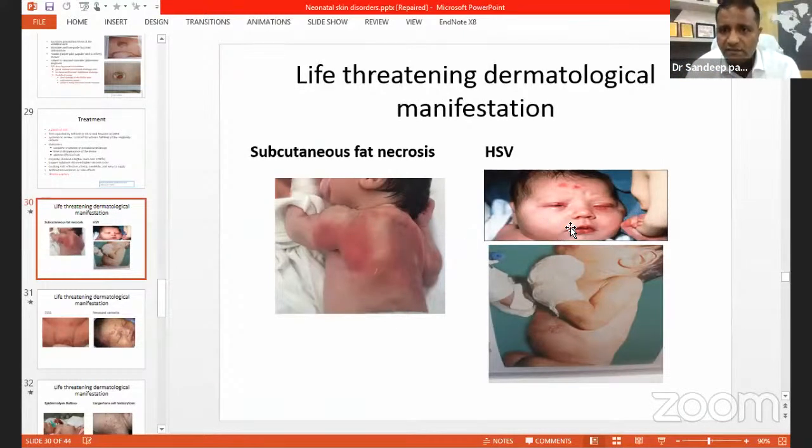Second is herpes simplex virus, hand, foot, and mouth disease. Such kind of satellite lesions you can see in herpes simplex virus. So if baby is having extensive HSV, then you should consider early use of acyclovir.